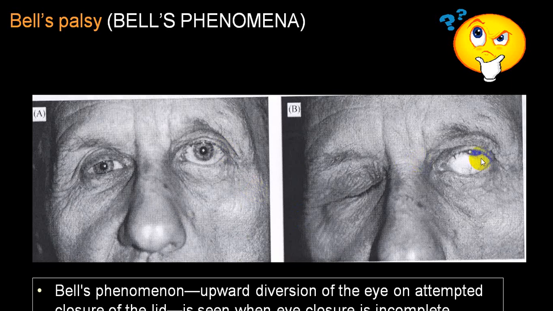Bell's phenomena. Typical. You can see Bell's phenomena. Classical. Here when the person is trying to close, he is not able to close the eyelid. Nasolabial fold is not seen. And while closing tightly, person is not able to close and you will see the eyeball is rolling up. This is classical Bell's phenomena.